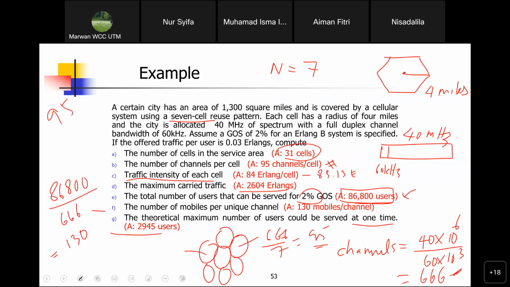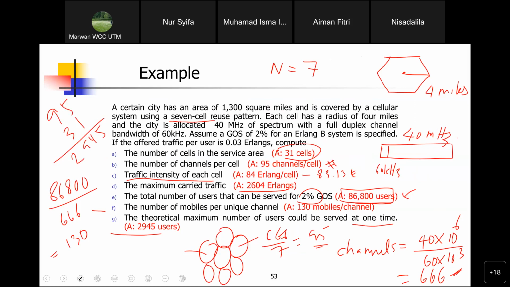At one time you can only serve 95 users, and how many cells do you have? 31 cells. That gives you 2,945. Okay. At any time, if everyone is connected to the service, there are only about 2,945. This is the physical channel. So 95 channels per cell, and you have 31 cells.